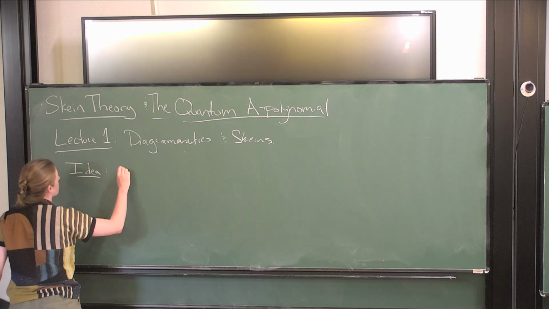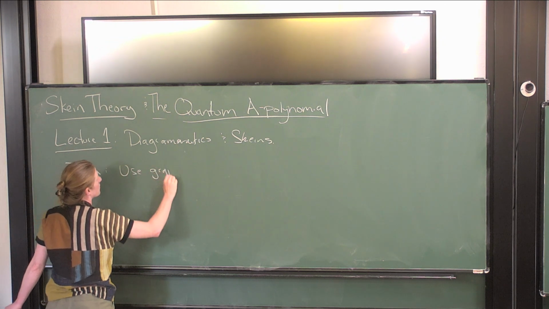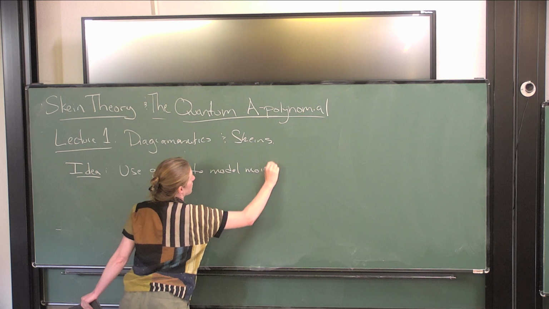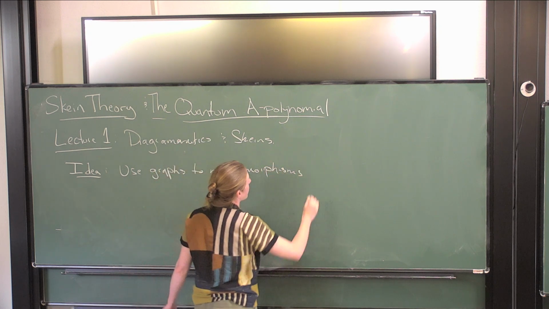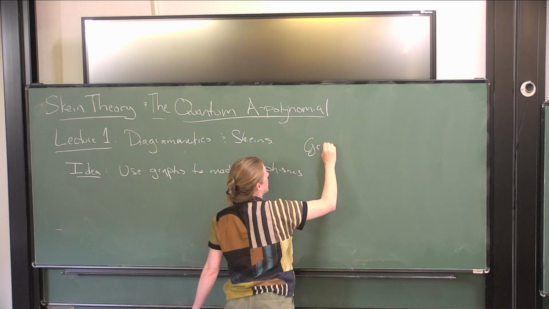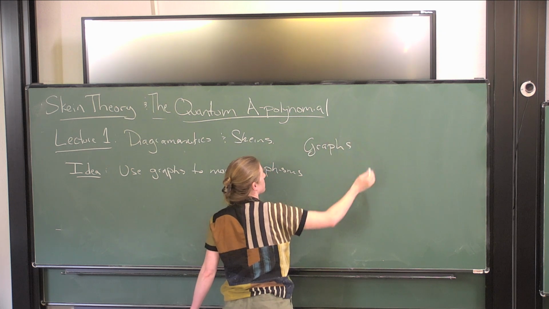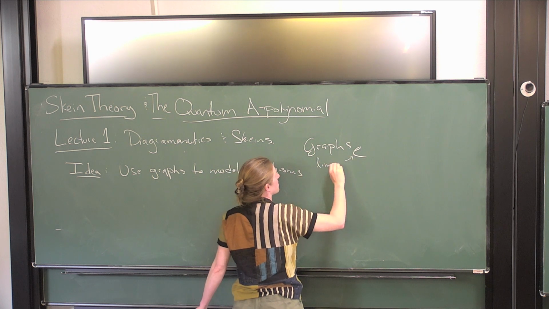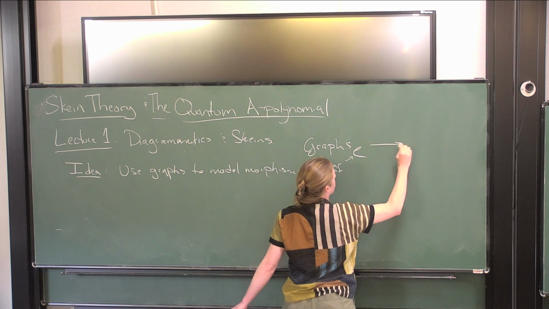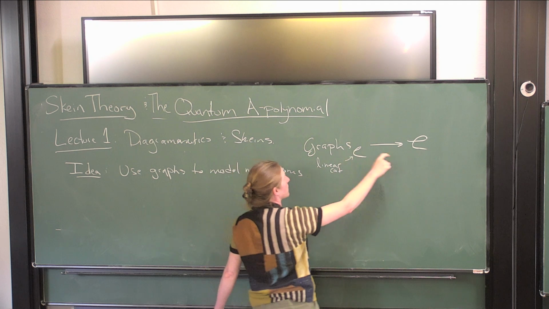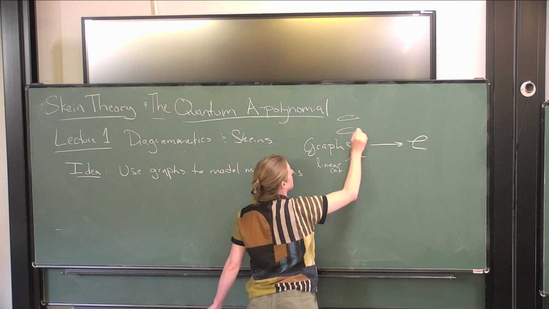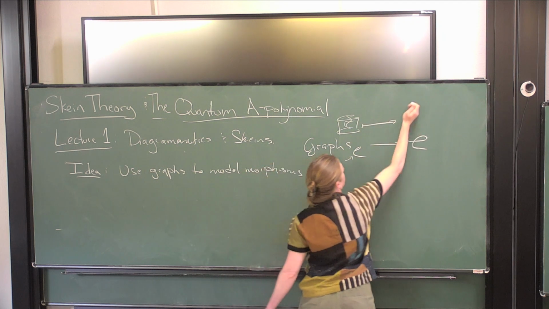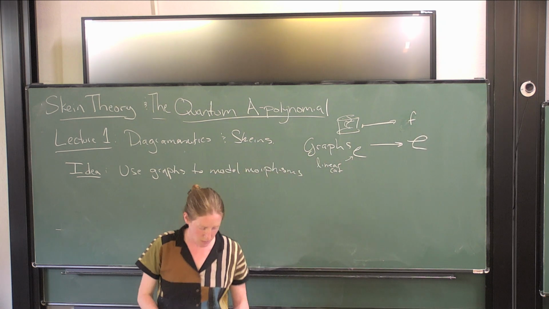behind skein theory is I want to use these graphs to model morphisms. And what I mean by that is I want to make some category, I'll call it, now this is not really a standard name, of graphs. And they're going to be colored by some other linear category, C, and I want a functor here. And I want this functor to send some graph like this to some morphism.